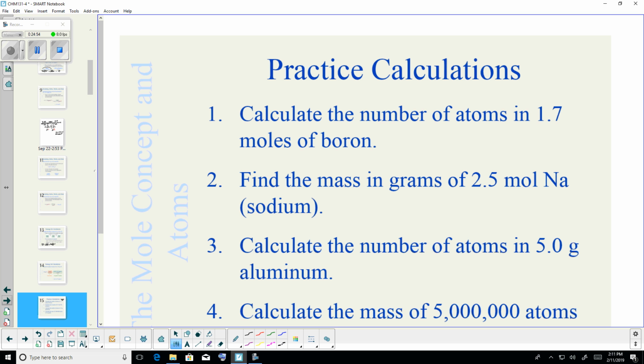6.022. Hit the little EXP button. 23rd. There you go. Times 1.7, 1.02374 times 10 to the 24th.